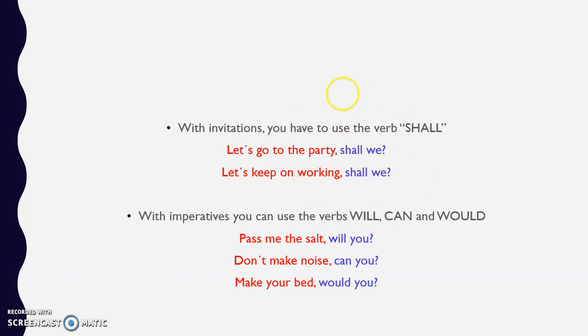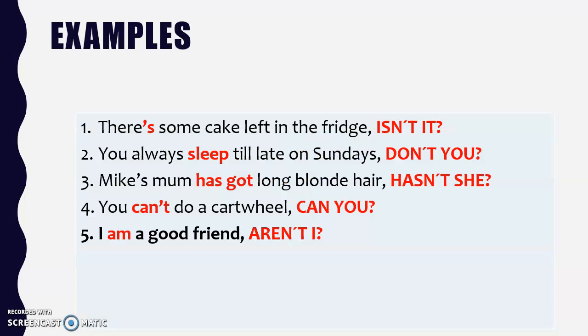Okay, and with imperatives, remember that an imperative is when somebody else gives you an order. You are going to use these different verbs. For example, when you say pass me the salt, will you? Don't make noise, can you? Okay, or make your bed, would you? Okay, that is the thing that we are going to do, and these are the exceptions that we are going to make with this kind of statements when they are an imperative. Okay, so you have here more examples.